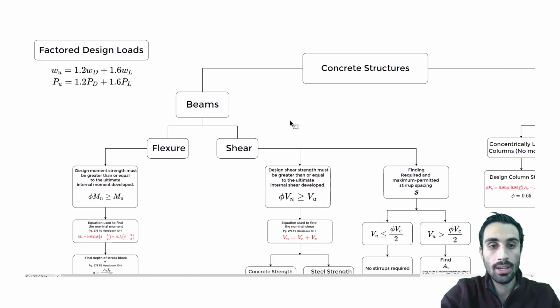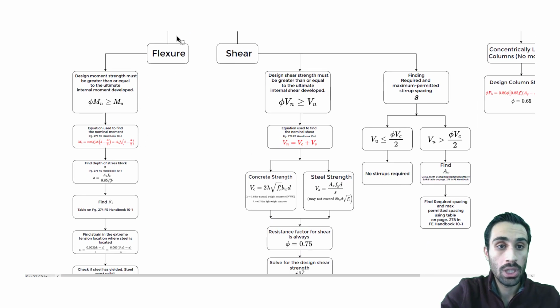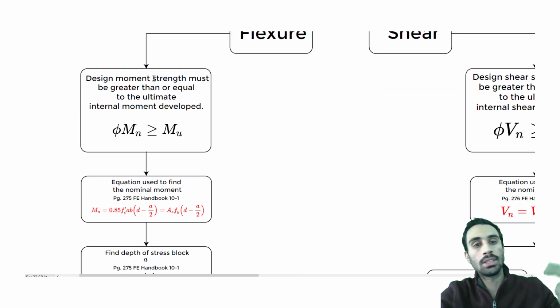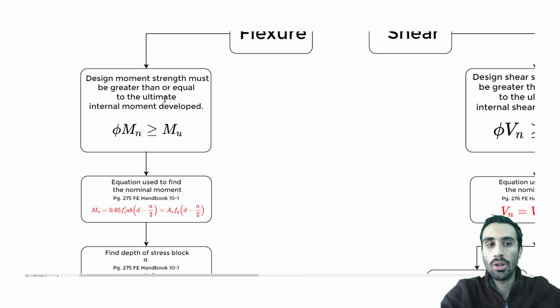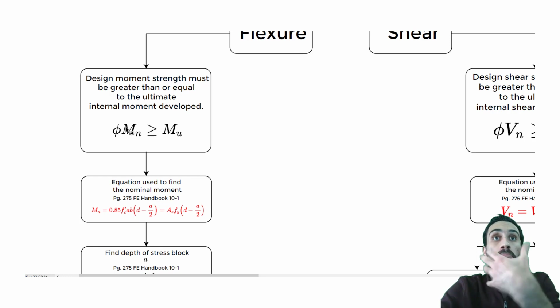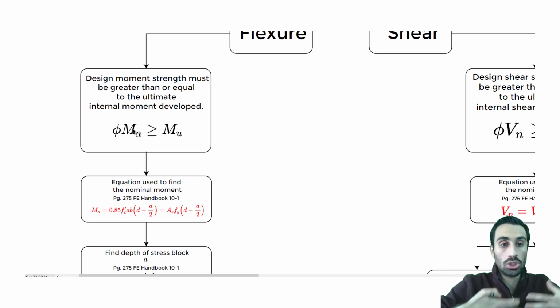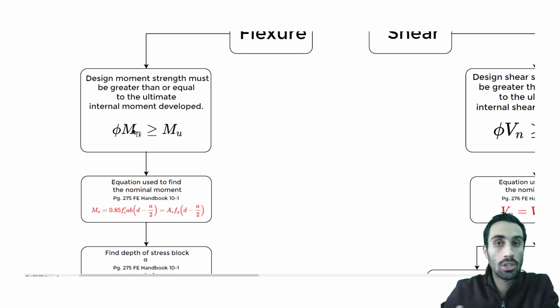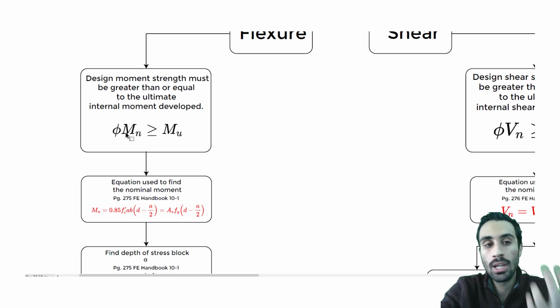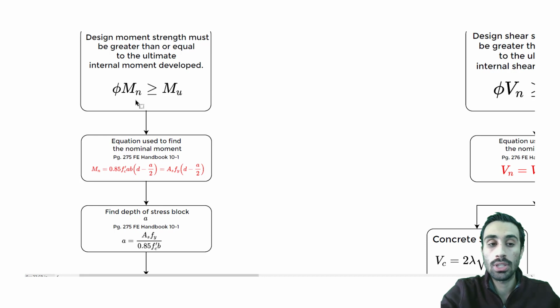So what I'm going to do is use that flowchart. And okay, we know we're looking at flexure. So first this says the design moment strength must be greater than or equal to the ultimate internal moment developed. It makes sense. It has to be bigger than the actual moment or the service moment that's developed in the beam based on the loading conditions, or else it just fails, right? So we're trying to design it to be bigger than the actual moment that's developed, which is denoted as Mu. That's the actual moment developed.